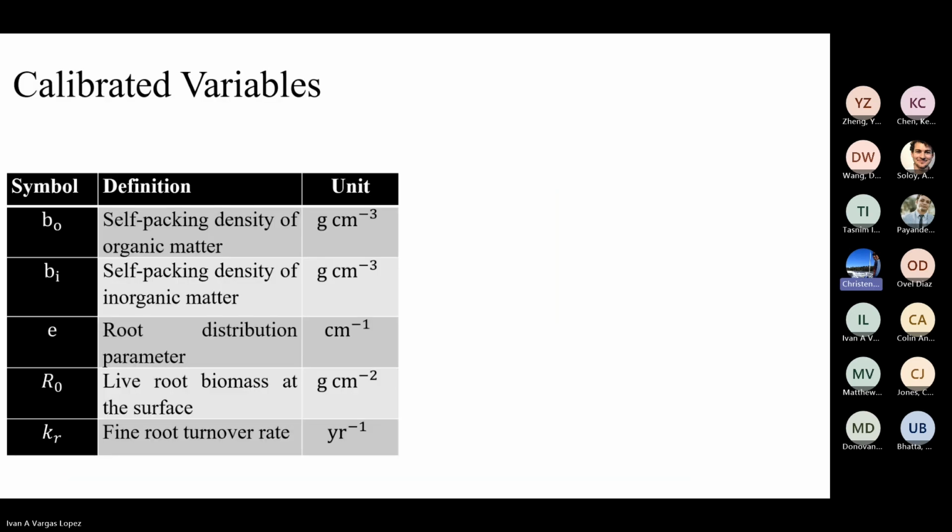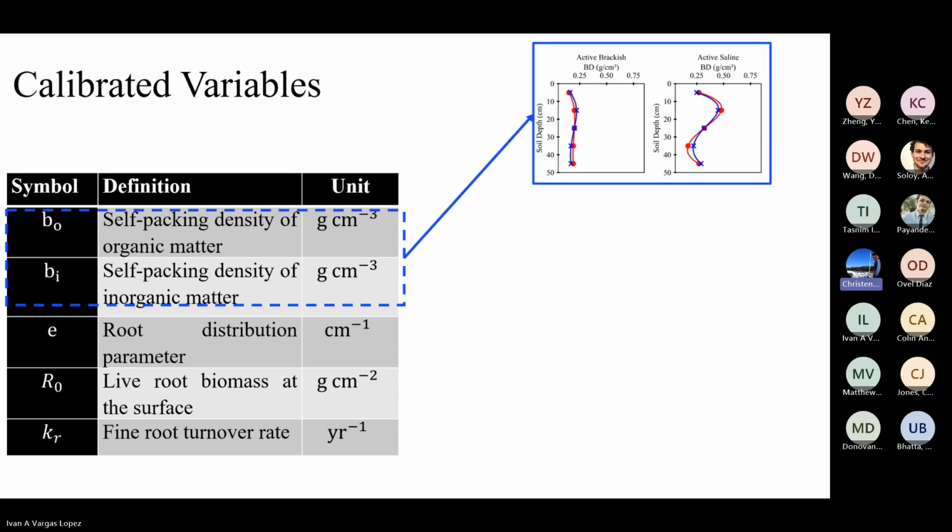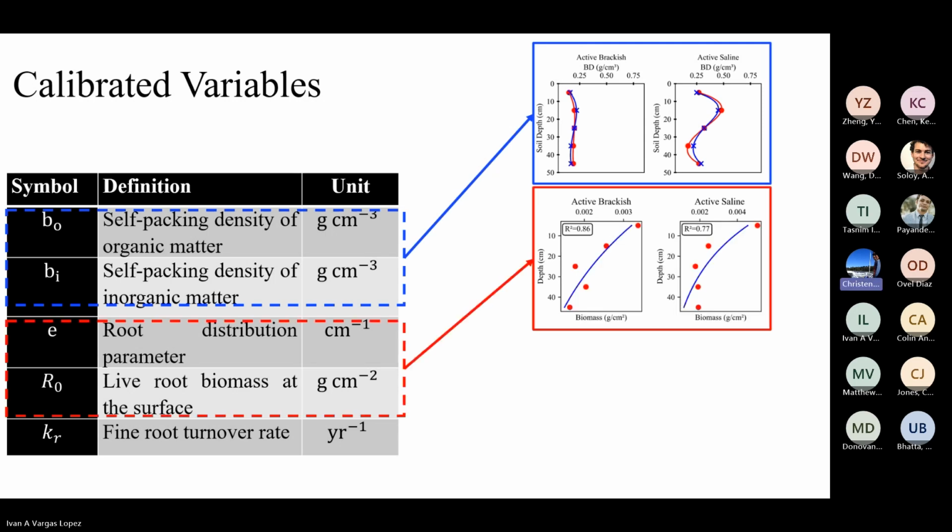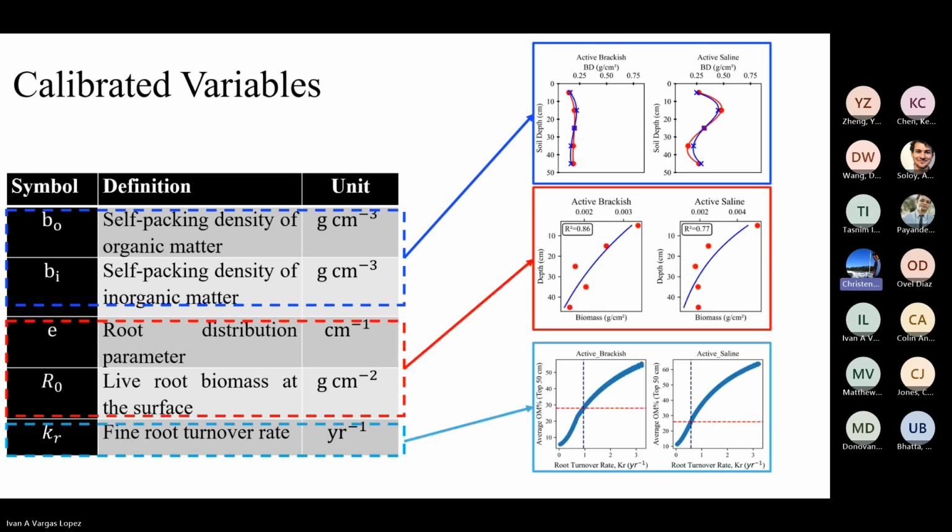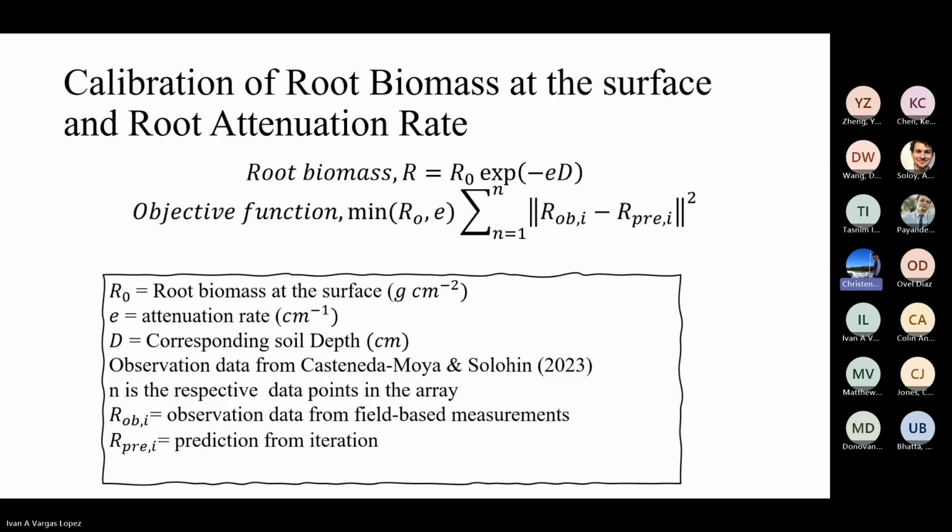So we had to do some kind of calibration of the variables. We had to calibrate the cell packing density of organic matter, cell packing density of inorganic matter, root distribution parameter, that is basically root attenuation rate, live root biomass, and fine root turnover rate. So how did we calibrate the parameters? At first I will talk about the root biomass at the surface and root attenuation rate.